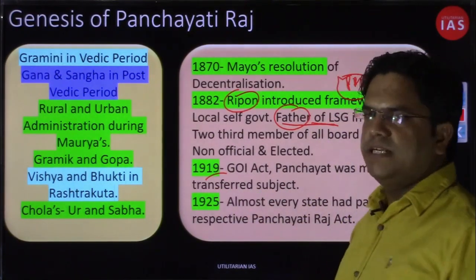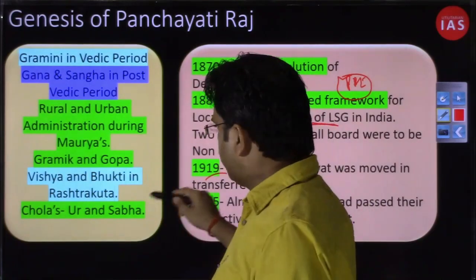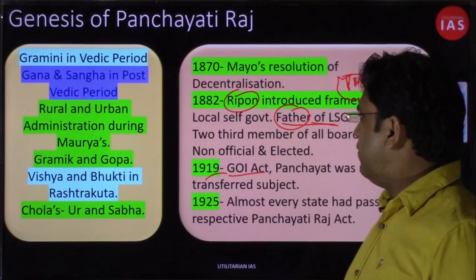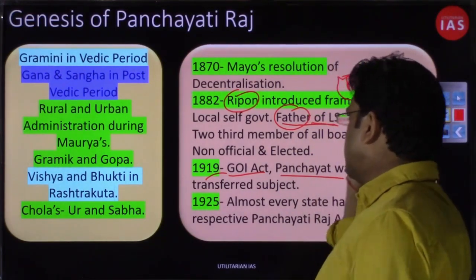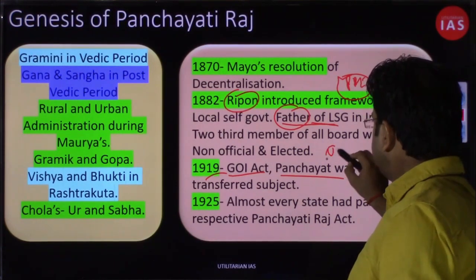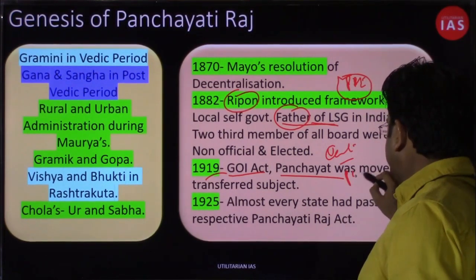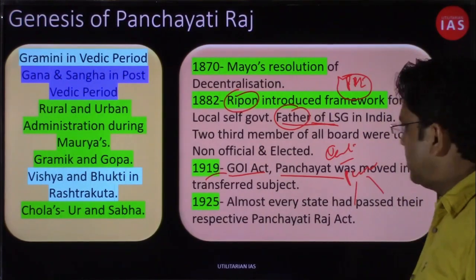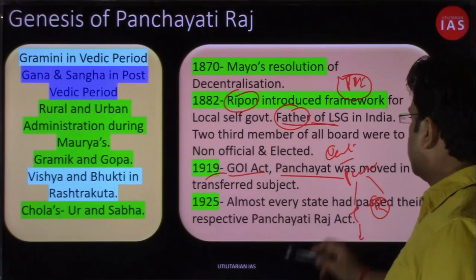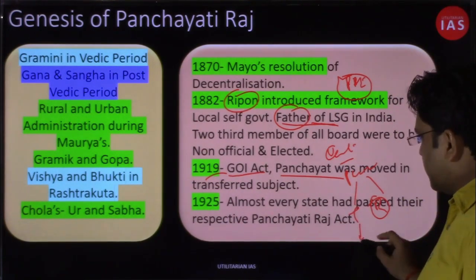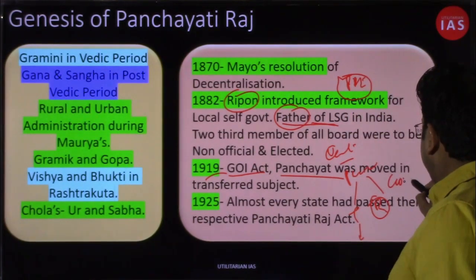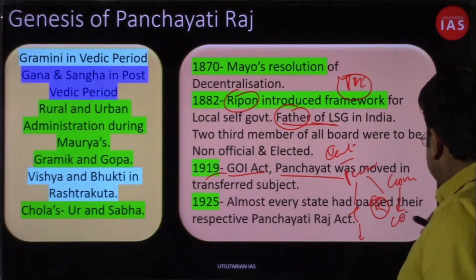Then finally in 1919 you had the Montagu-Chelmsford reform, or alternatively the Government of India Act 1919, where Panchayat was transferred. So if you remember, by 1919 you had government at the center and government in the provinces as well, but in provinces you have this concept of transferred subject and reserved subject. So Panchayati Raj institutions in 1919 had been moved into the transferred subject, means these kinds of subjects will be monitored by the governor, but in consultation with the elected council of ministers.